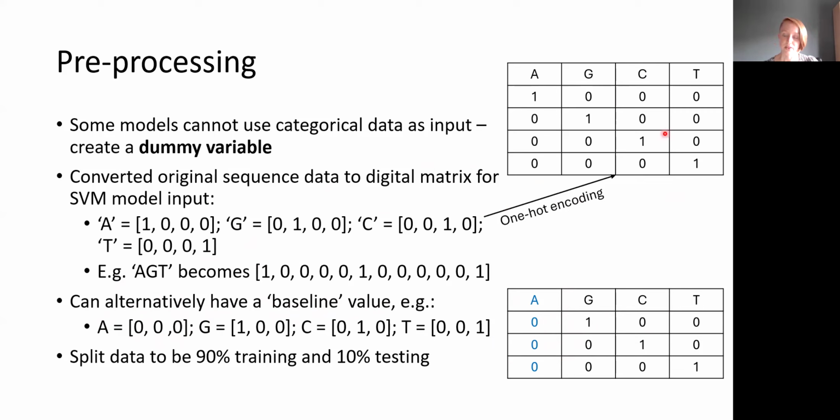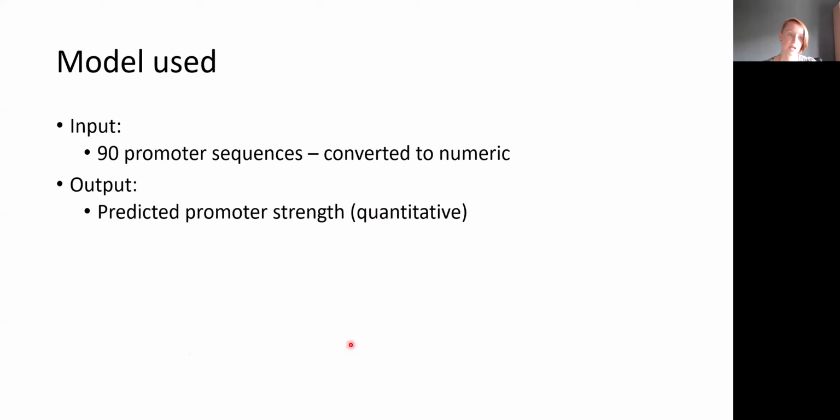One problem with both of these approaches, but particularly this one, is you make a really sparse data set. So you end up with an awful lot of zeros across your data set, which again, is something to be aware of at this point. So once they'd done this, they split their data to be 90% training and 10% testing. So they could train and fit their model on 90% of their sequences and then see how well it performed in the 10%.